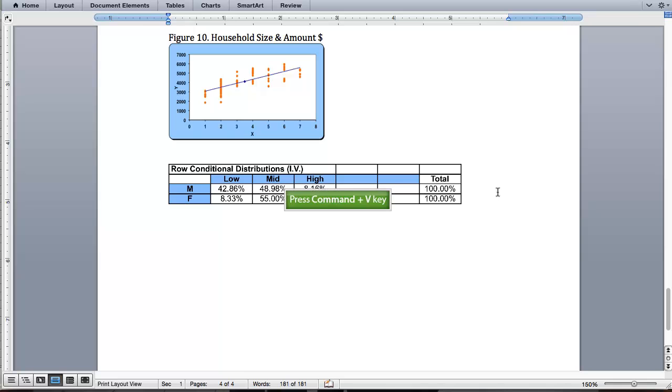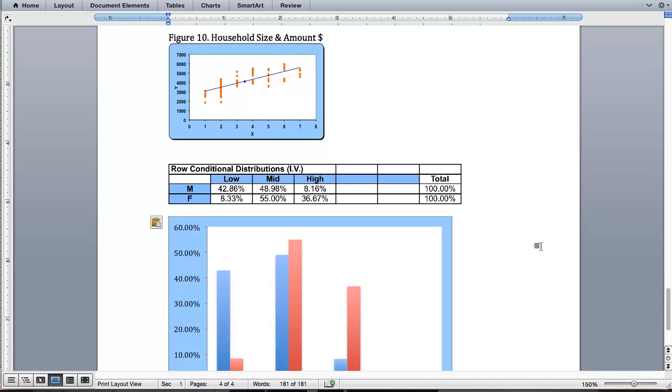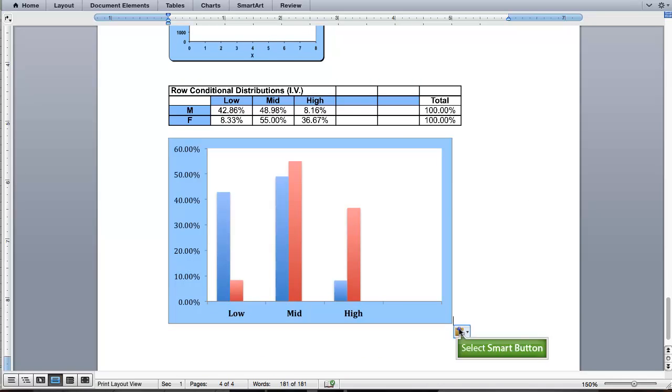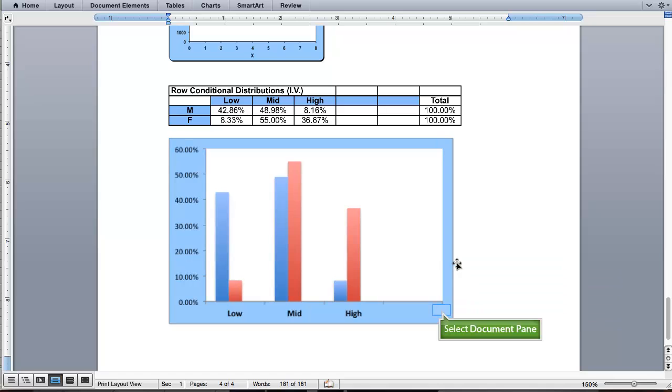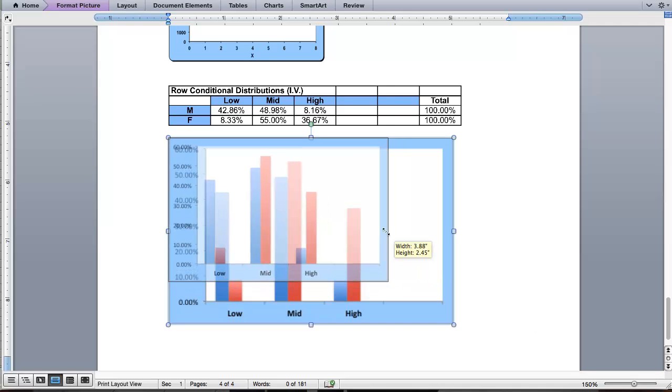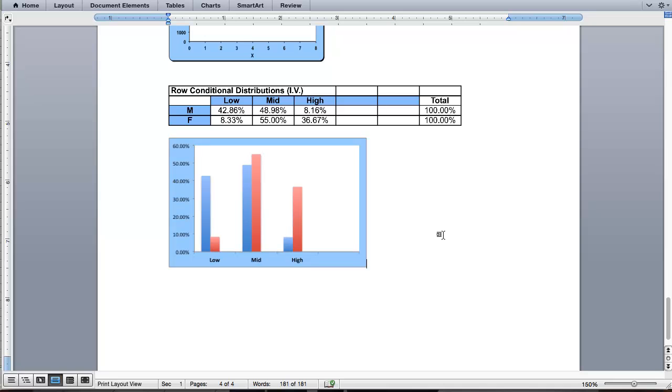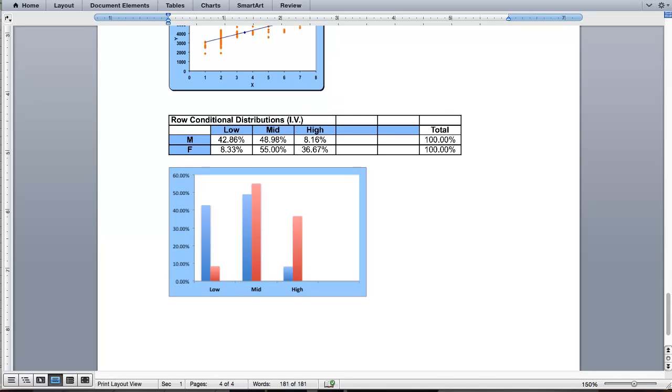And remember, we don't want to keep this linked to the data. We want to paste it as a picture. And there we have it. So what does the crosstab analysis show about the relationship between gender and spending category?